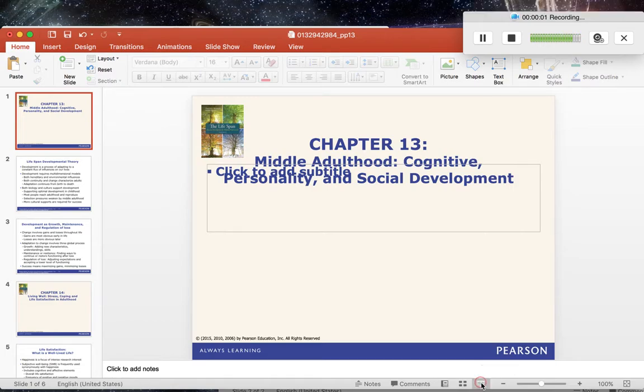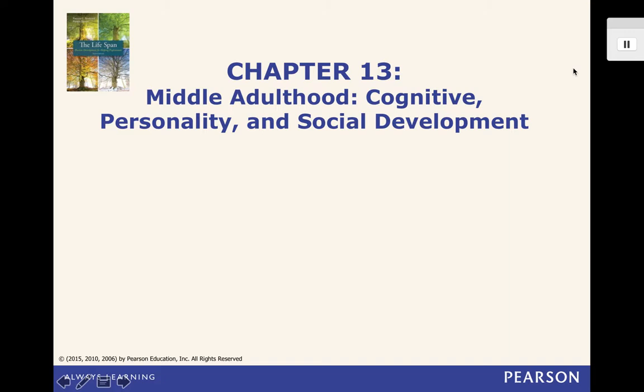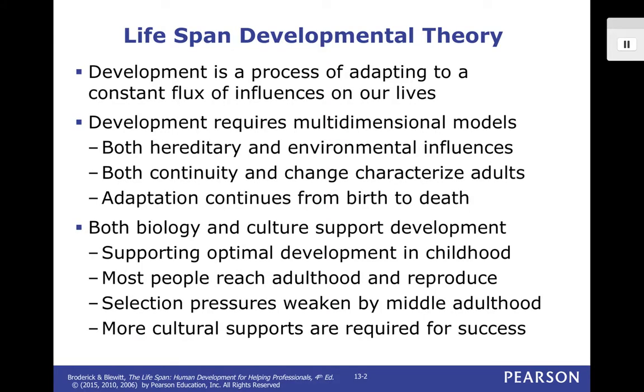Today we are going to be talking about chapters 13 and 14 related to our lifespan development course for this semester. With chapter 13, we're now going to begin looking at issues related to middle adulthood. With issues related to middle adulthood, of course we're going to continue to look at issues related to cognitive, personality, and social development. But most importantly, we're going to be looking at lifespan developmental theory in the context of middle adulthood.